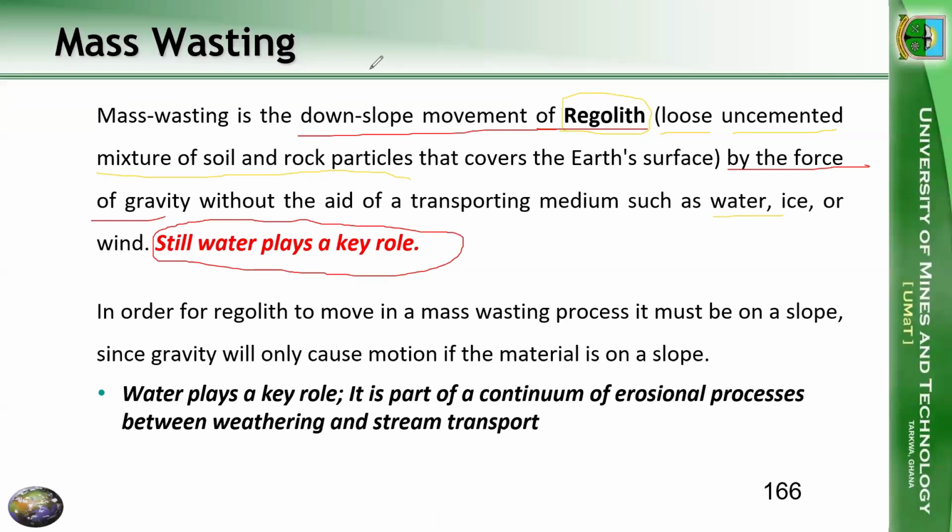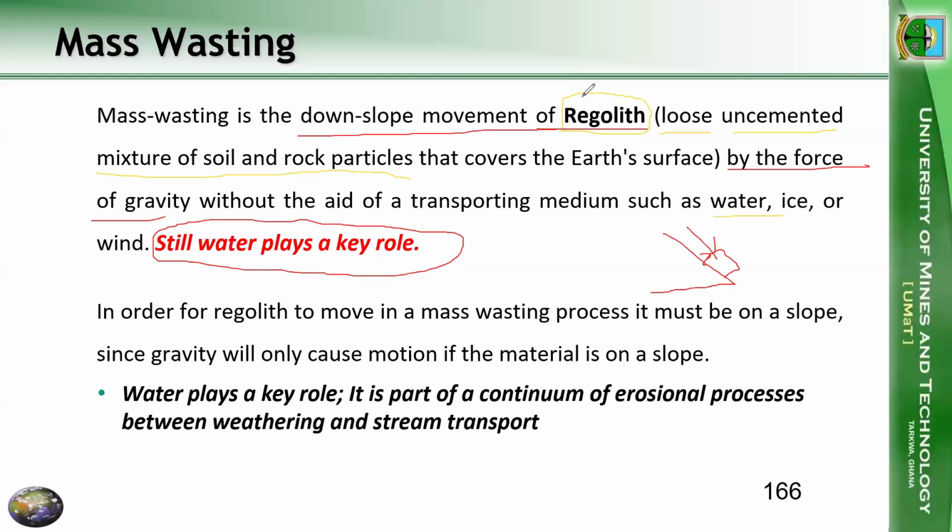Now, since we are saying there's no transporting medium, in order for us to be able to have movement, the material needs to be on a slope, because regolith will only move if it is on a slope.